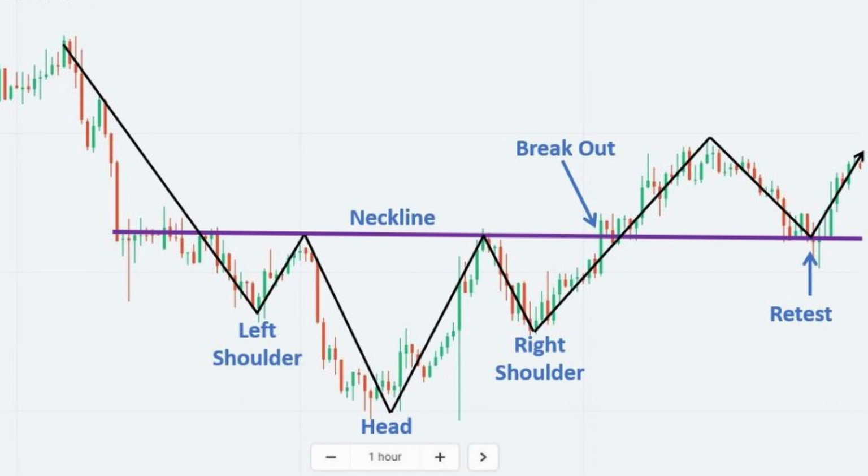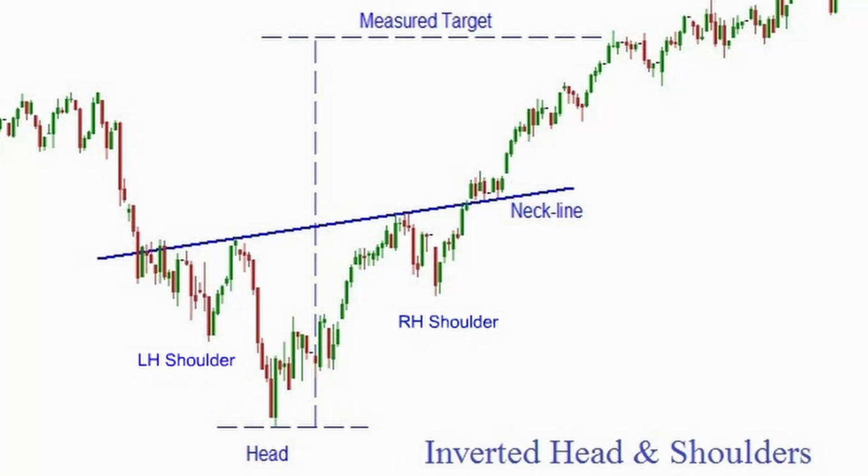To identify the inverse head and shoulders pattern, look for 3 successive troughs with the middle one, the head, being the lowest. Draw a line connecting the peaks between the shoulders and the head. This is the resistance level. Often, volume decreases during the formation of the pattern and increases when the price breaks above the neckline.